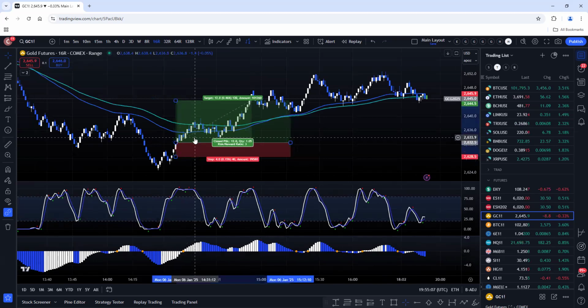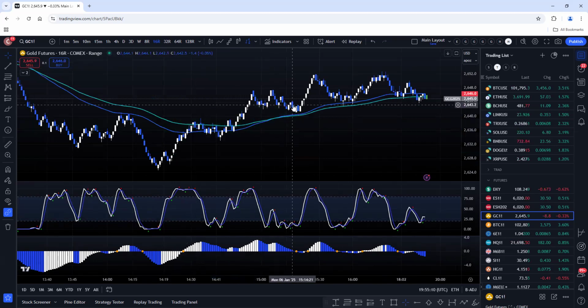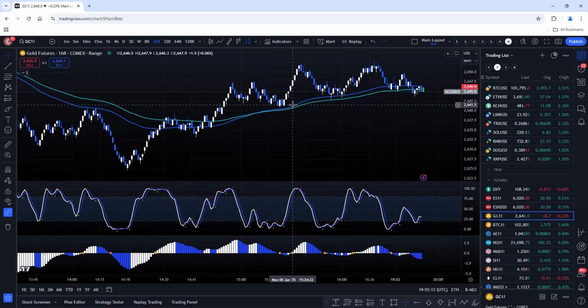This was a trade I took today. Also, been taking a few bangers lately.